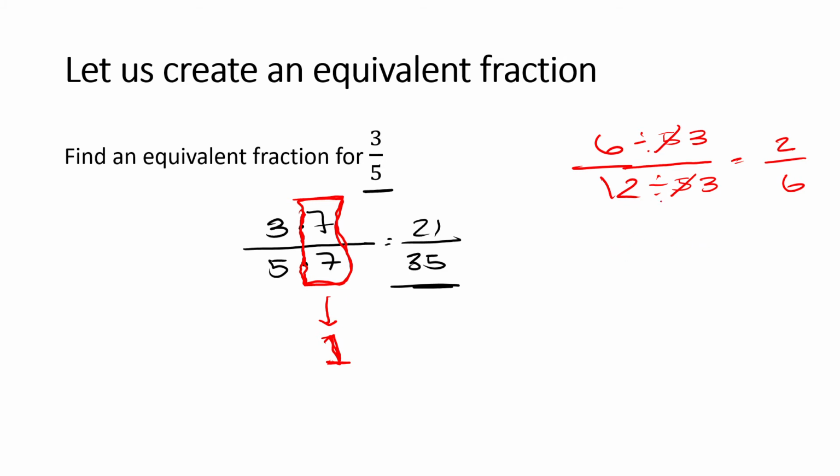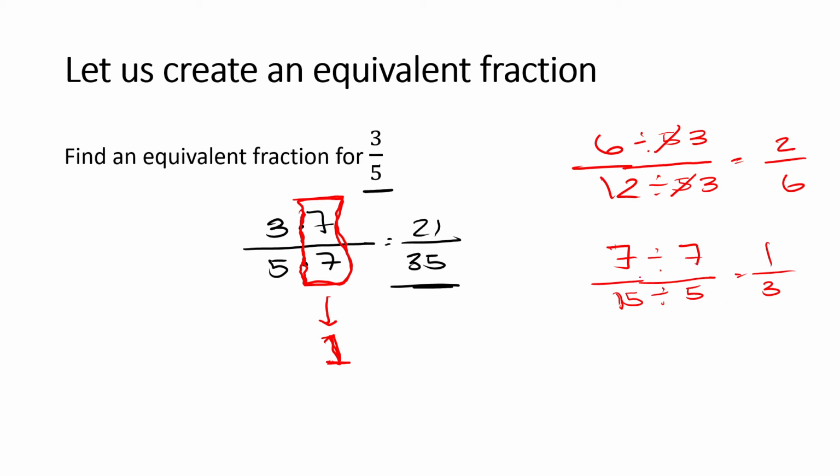Another misconception with equivalent fractions is this. Let's say we have 7 and 15, and you want to find an equivalent fraction by division. So what they do is divide the top by 7, and they divide the bottom by 5, and they get 1 over 3. That's a common mistake a lot of students make.